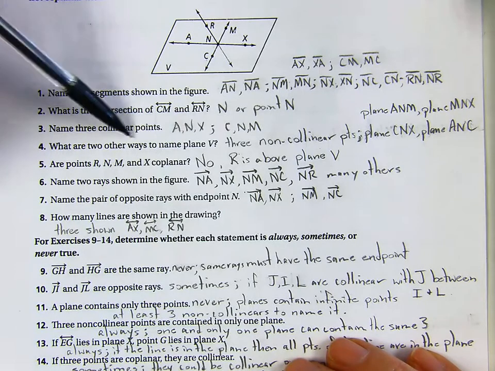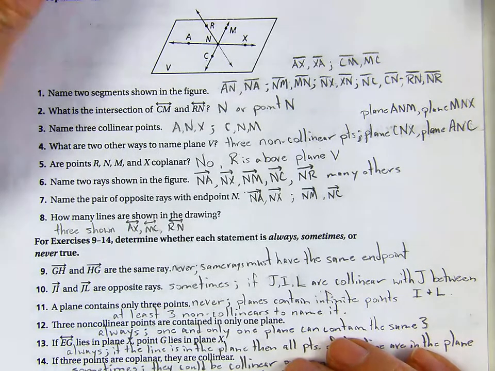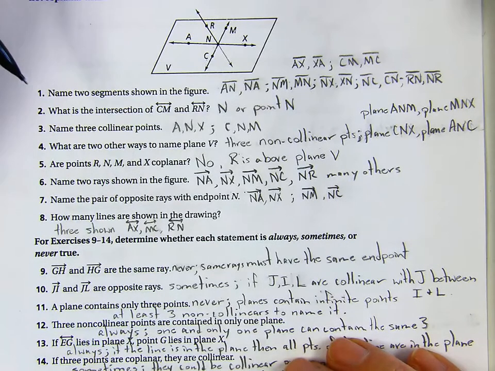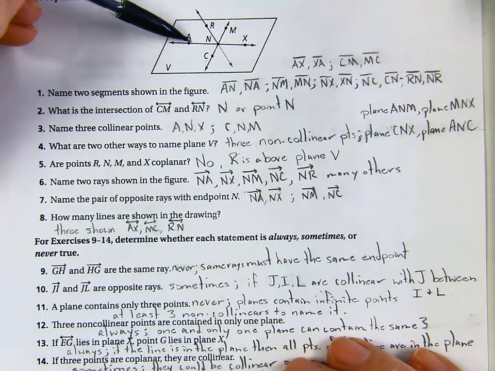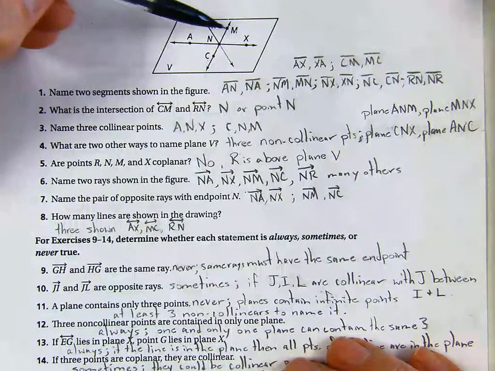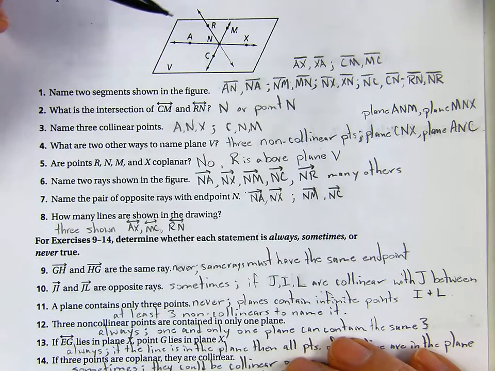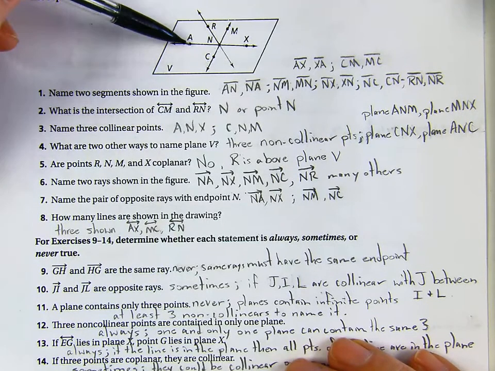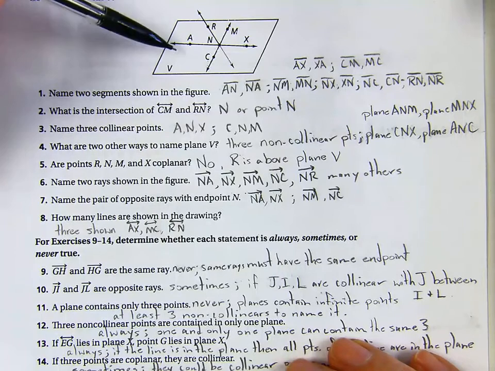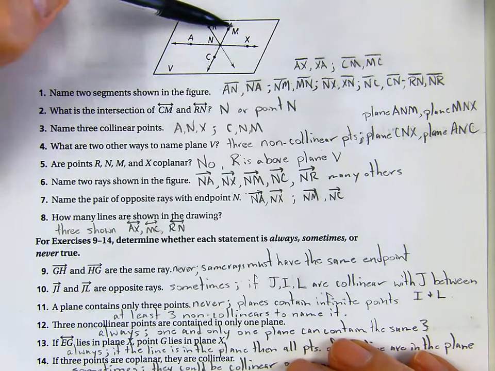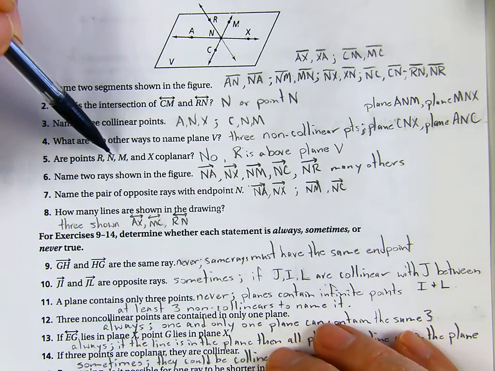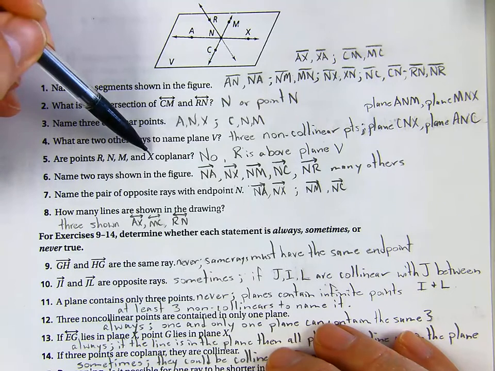Next, it says, what are 2 other ways to name plane V? There's a lot of ways to name plane V. Any 3 non-collinear points, any 3 points on plane V that are not in a line. For instance, I said plane ANM would work. Plane MNX, that would work. Plane CNX, or CNA, or ANC, either way you name those 3 points. 3 non-collinear points that are on that plane. That'll work.